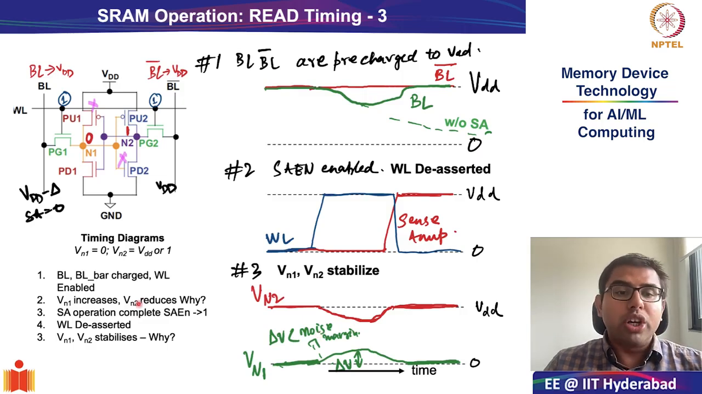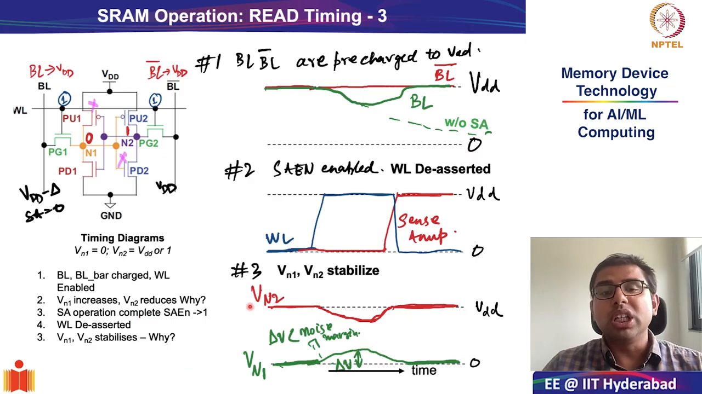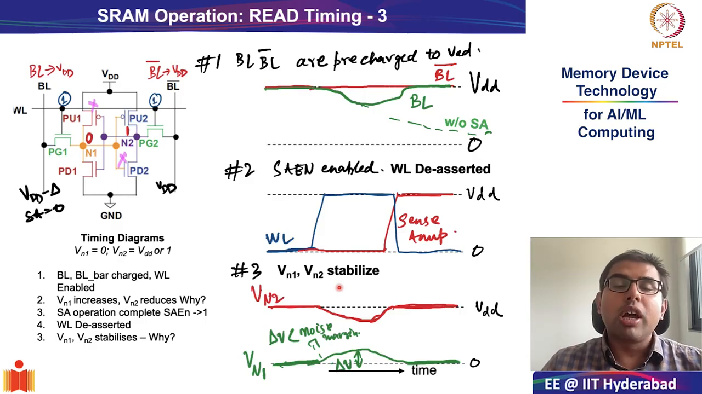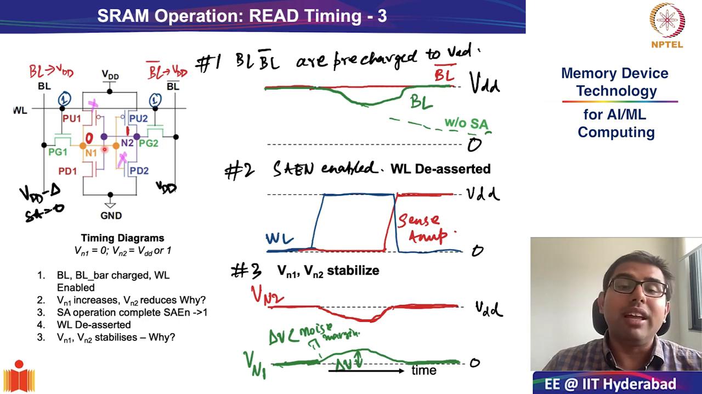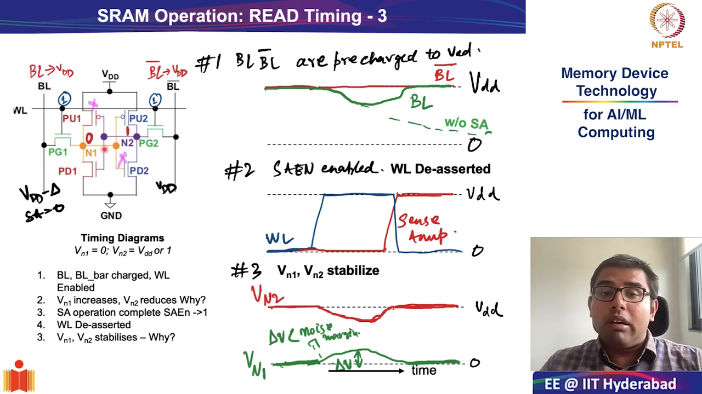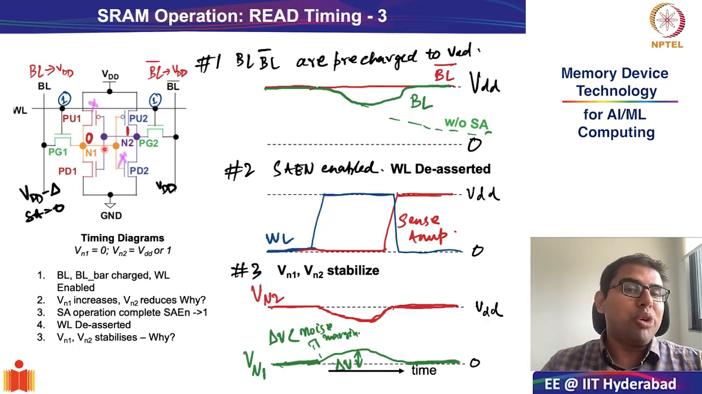And because you had the ability to stabilize VN1 and VN2, recall how that happens. The stability of VN1 and VN2 comes from the positive regenerative feedback of the cross-coupled inverter, which is at the heart of the SRAM cell. We looked at this very carefully, and at the end I asked you a couple of questions.